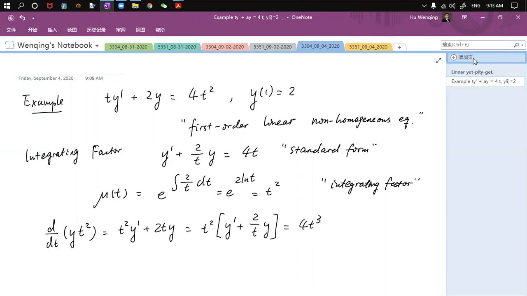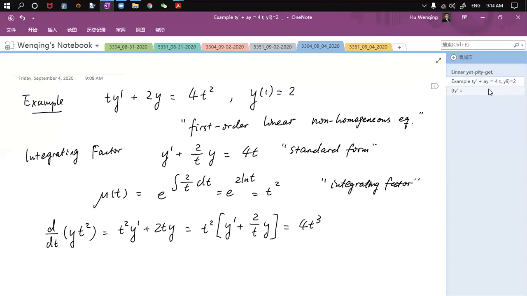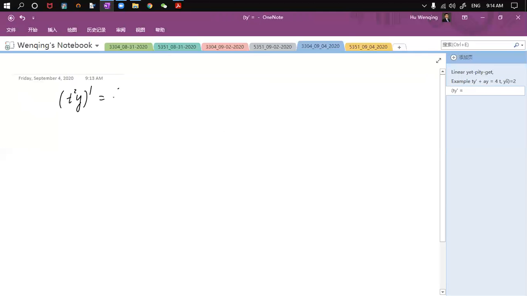Well, there are two ways to find a solution. If we know that the derivative of t squared y is equal to 4t cubed, then we're going to see that t squared y is equal to t to the power of 4 plus a constant. Right, and you want to determine the constant.